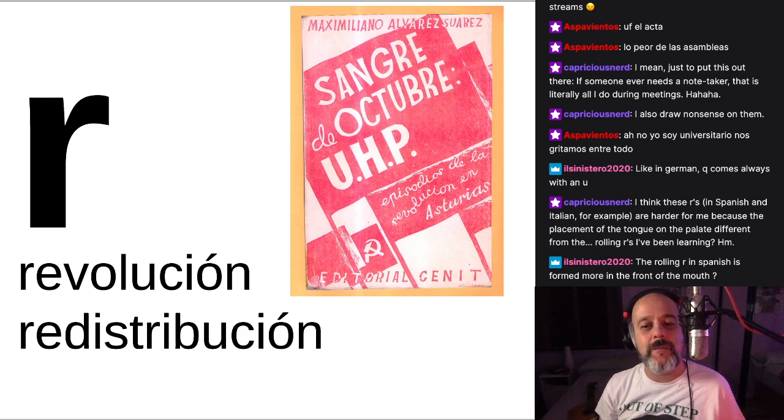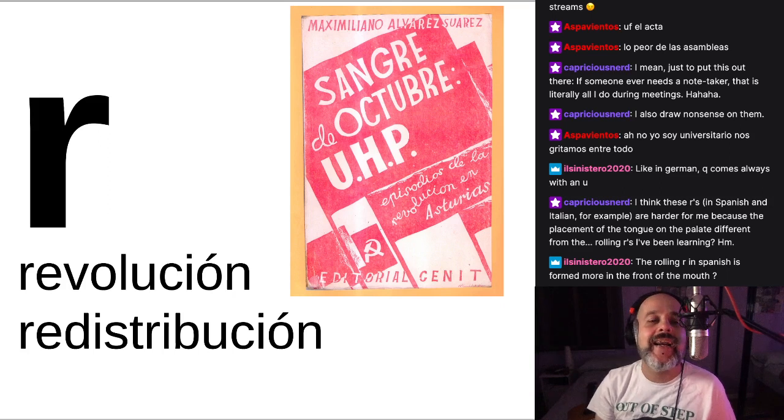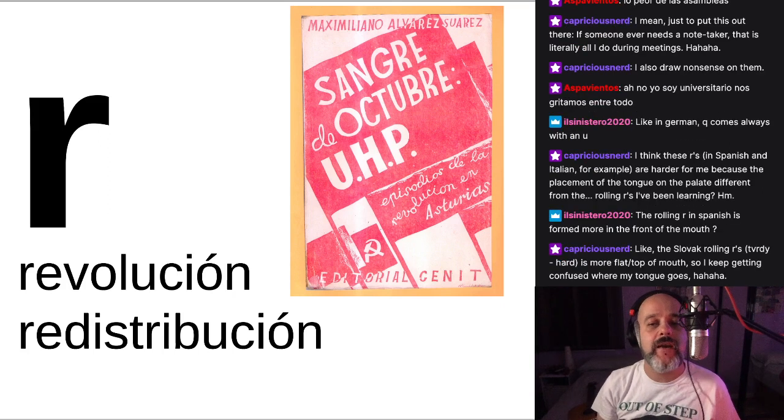The rolling R in Spanish is formed more in the front of the mouth. It's right behind your front teeth, but not on the teeth, it's right above them, like the soft palate. There's an area in your mouth, and you vibrate it with the air. Revolution.